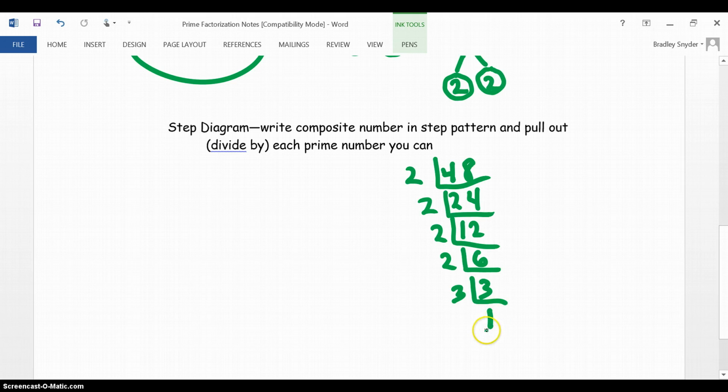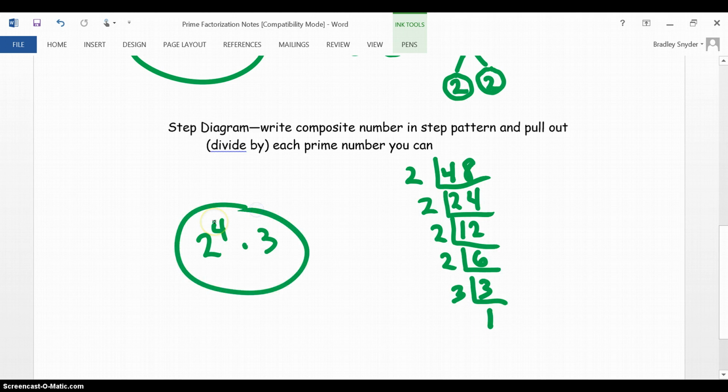Once I have the quotient of 1, I'm done. Just look to the left, and that's your prime factorization. 2 times 2 times 2 times 2, which can be written as 2 to the 4th times 3. And you obviously don't need to do anything with the 1, because multiplying by 1 in your prime factorization doesn't change anything.